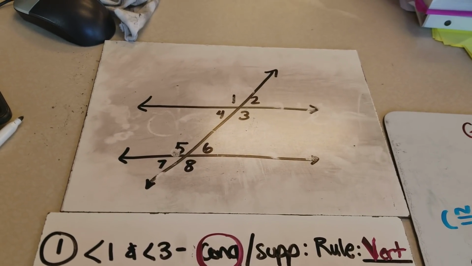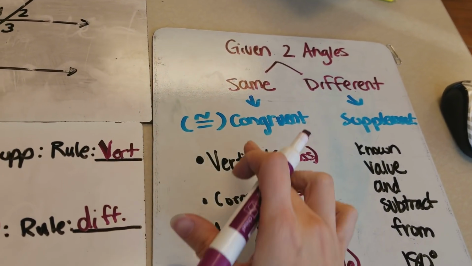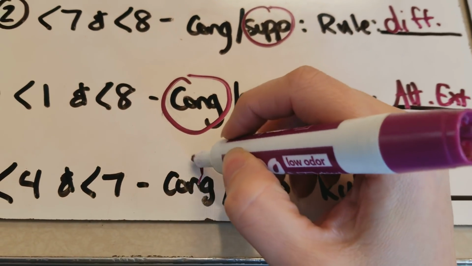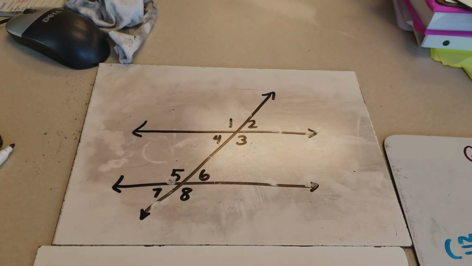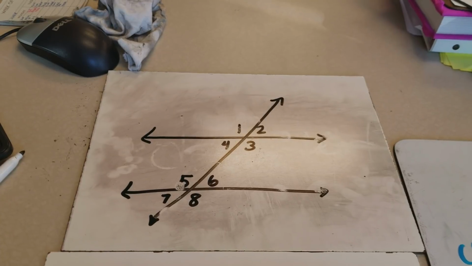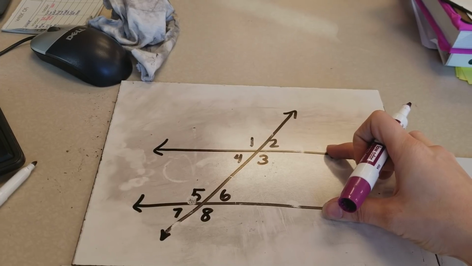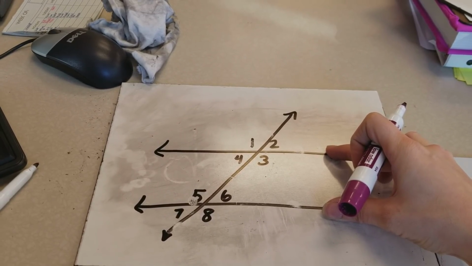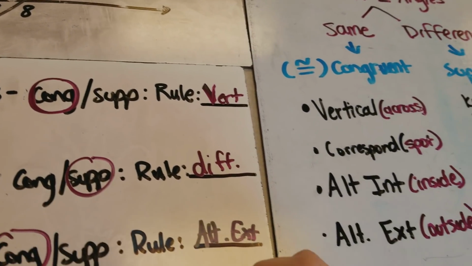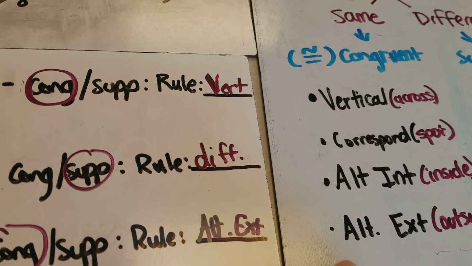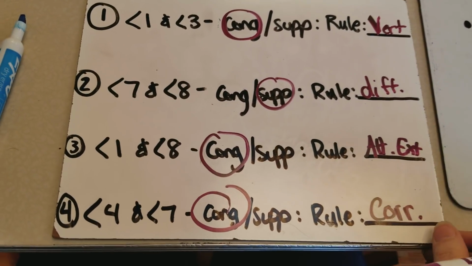Okay, last one like this, 4 and 7. If I look at 4, 4 is an acute angle. 7 is also an acute angle, so that must mean they're the same, so that would make them congruent. Okay, but why? Looking at 4 and 7, are they both inside the parallel lines? Are they both outside the parallel lines? Are they diagonal from each other? Or are they in the same spot? They're in the same spot, so that would be corresponding.